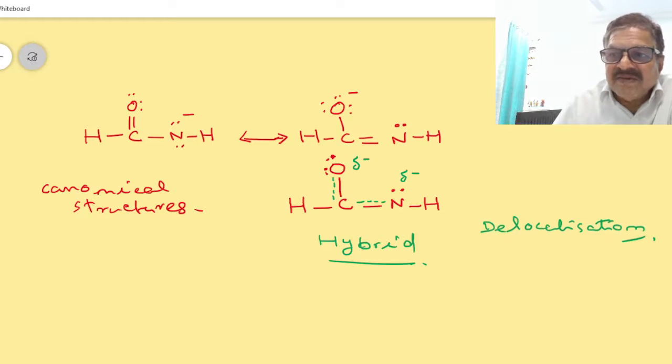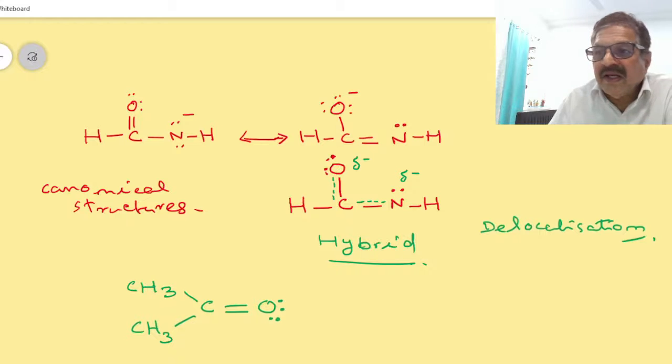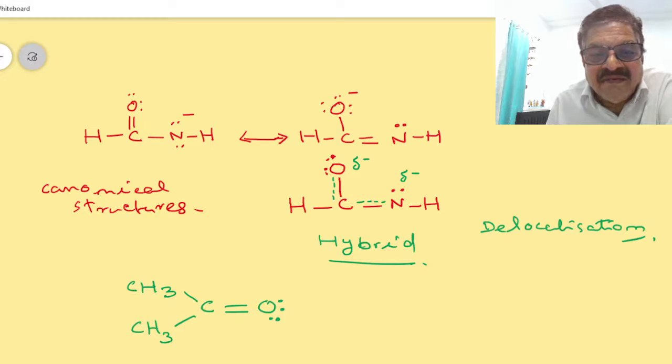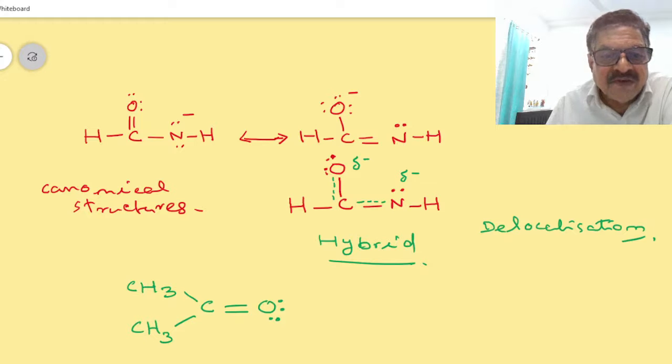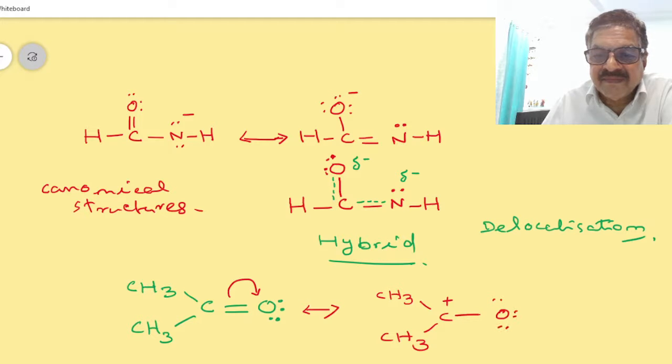Now if you have a structure of this nature, CH3, C, then we can put a double bond, C=O. A compound of this nature. If you are having a compound of this nature, the electron will get shifted here. That will be the resonance structure for you. The structure will be like this. There is a charge separation here.